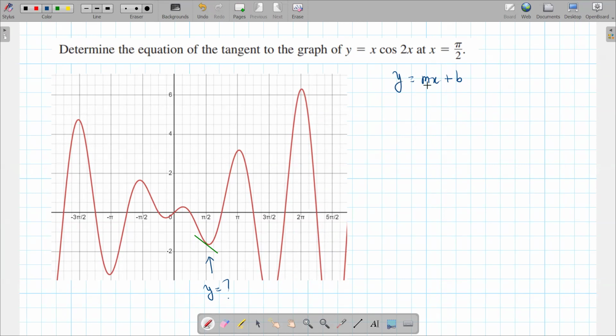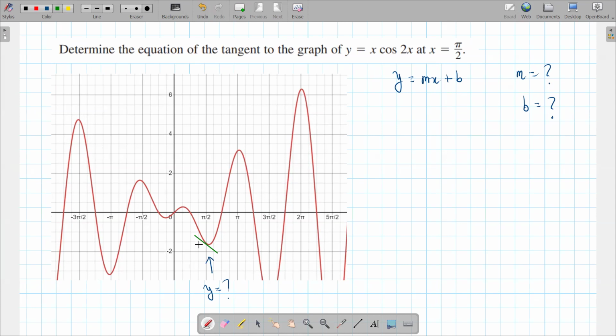Y and x will never change, right? In a straight line, it always has to be there. So we're looking for m and we're looking for b, right? One of them is easier than the other. B is way easy. Let's just get B over with.